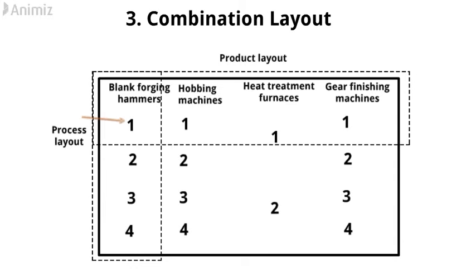For example, a job first need to go to blank forging hammers, then hobbing machines for cutting gear. After gear cutting, it will enter the heat treatment furnace, then job will go to gear finishing machines.